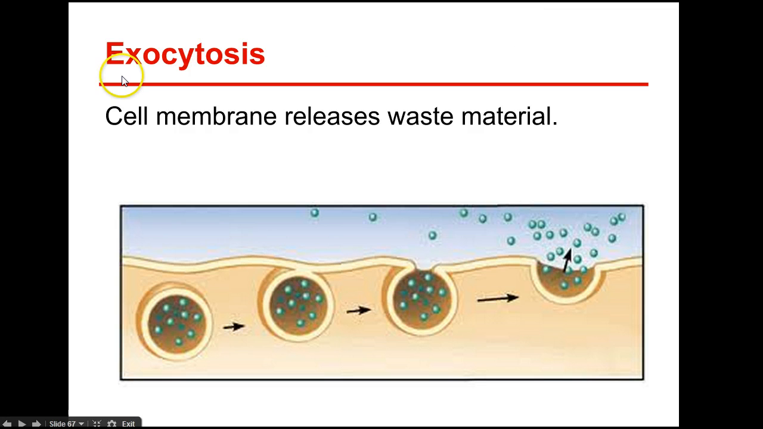Exocytosis is the opposite. Exo means outside, cyto means cell, exocytosis. It's where a vesicle bonds with the cell membrane and releases waste materials outside of the cell. A great example of this is our lysosomes. Lysosomes will take some waste material from the cell, maybe it's a dead organelle, and it will take that vesicle and bond with the cell membrane and then release its material to the outside of the cell.